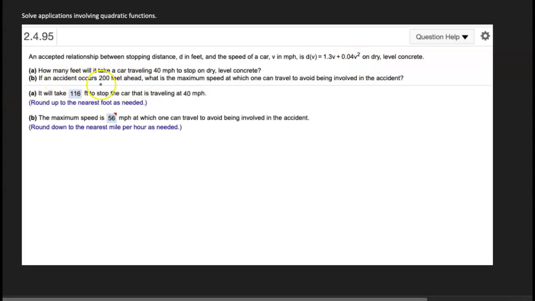Now for part B, we instead here know the distance. So I'm really solving here this equation, where is 200 equal to 1.3v plus 0.04v squared? And just given the coefficients of this quadratic equation, I'm leaning towards either picking up some technology or using the quadratic formula to solve. There are other ways to solve quadratics, but just because of these otherwise unclean looking coefficients, I think that would probably be best.